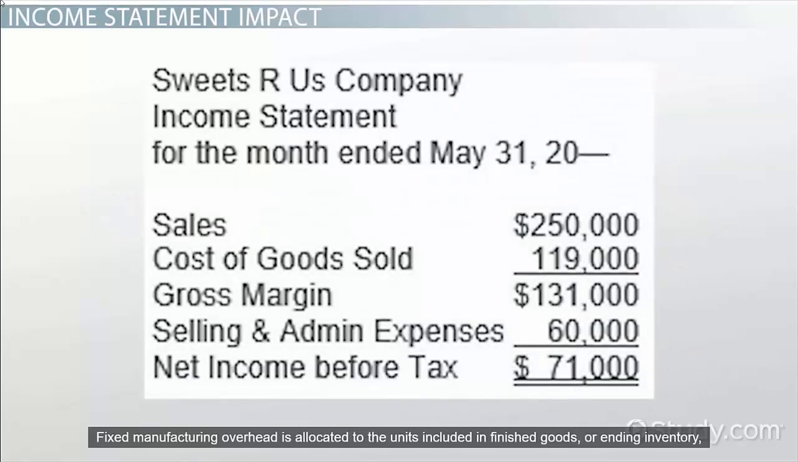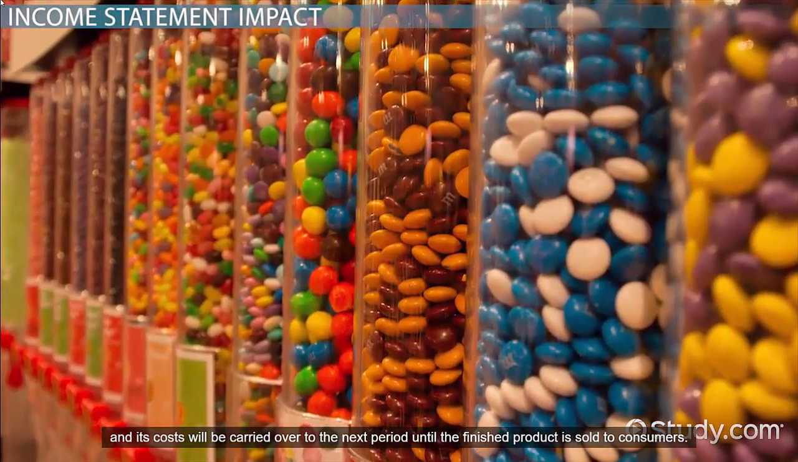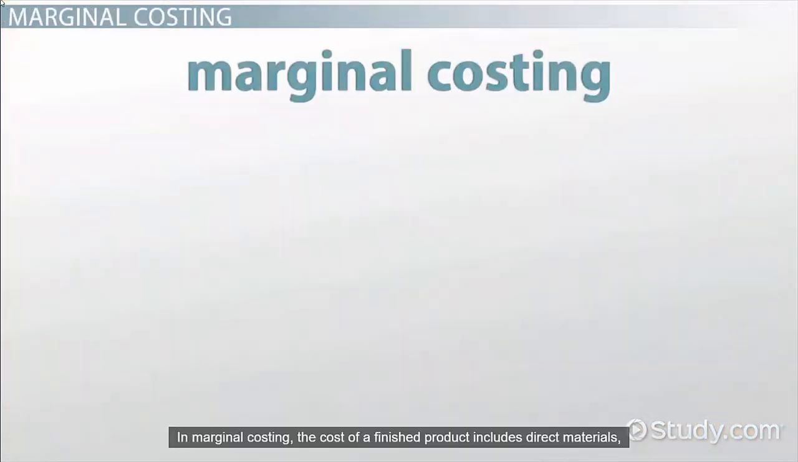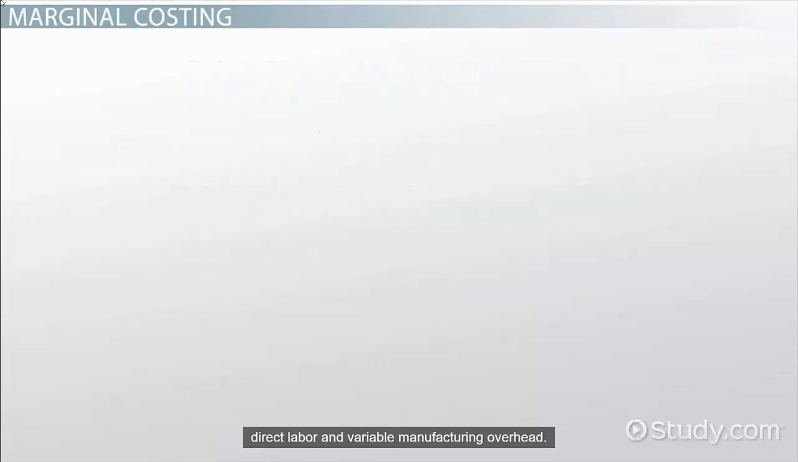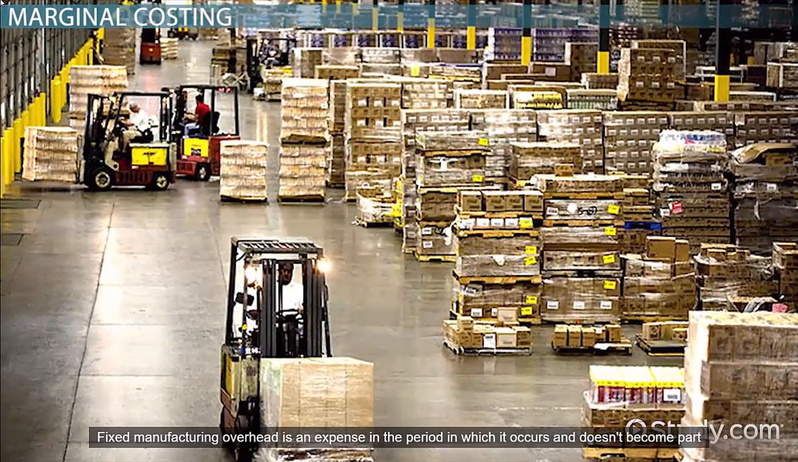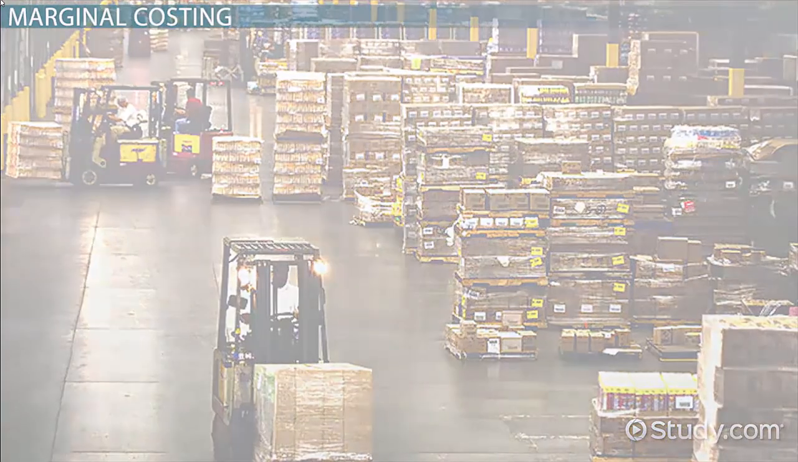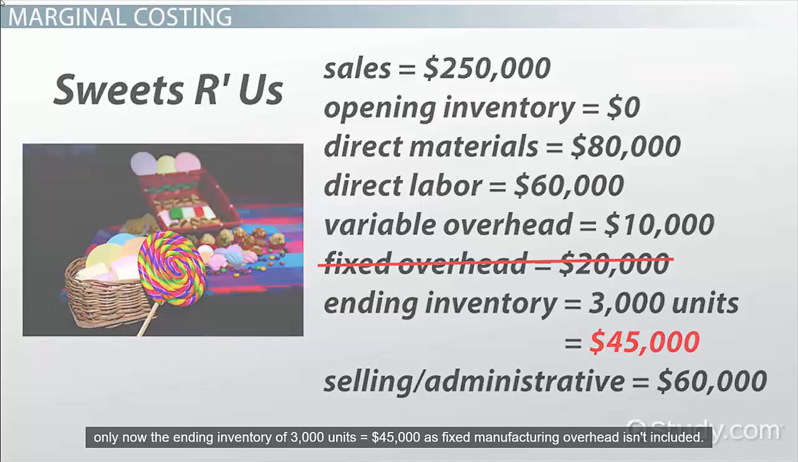Fixed manufacturing overhead is allocated to the units included in finished goods or ending inventory, and its costs will be carried over to the next period until the finished product is sold to consumers. In marginal costing, the cost of a finished product includes direct materials, direct labor, and variable manufacturing overhead. Fixed manufacturing overhead is an expense in the period in which it occurs and doesn't become part of the finished goods inventory. For example, let's assume the same information for the Sweets R Us company as before, only now the ending inventory of 3,000 units equals $45,000, as fixed manufacturing overhead isn't included.